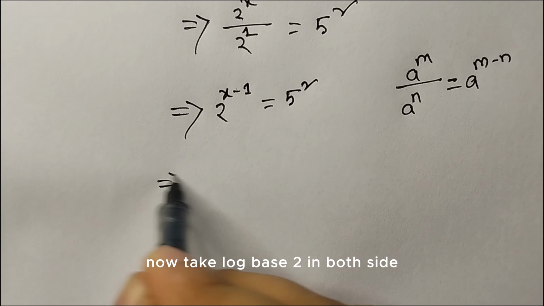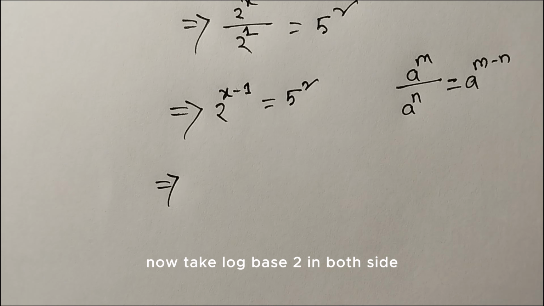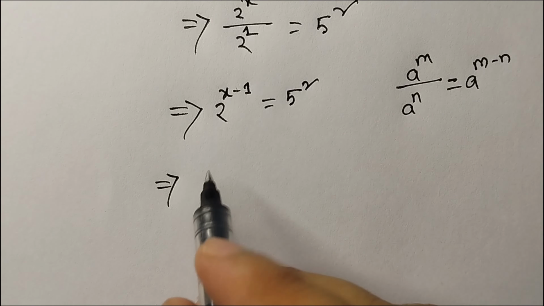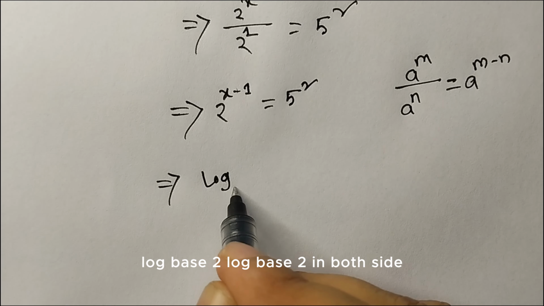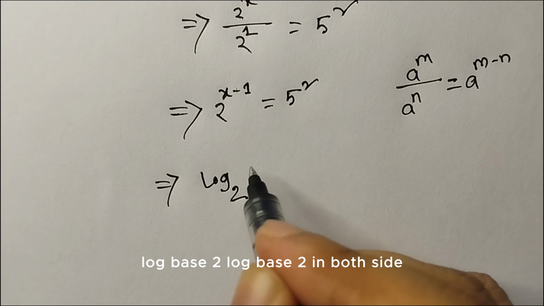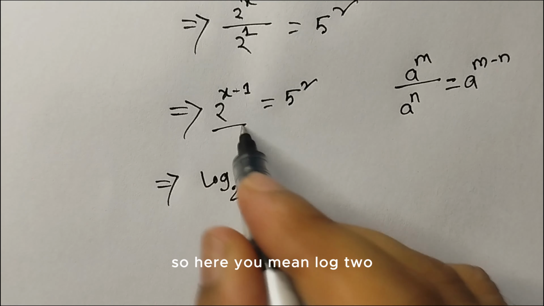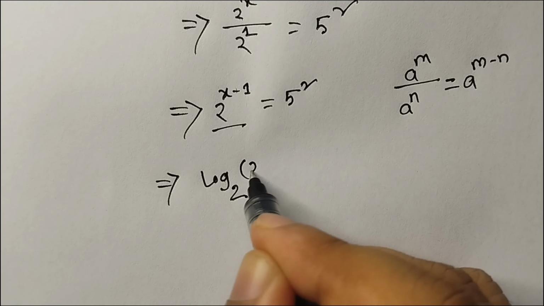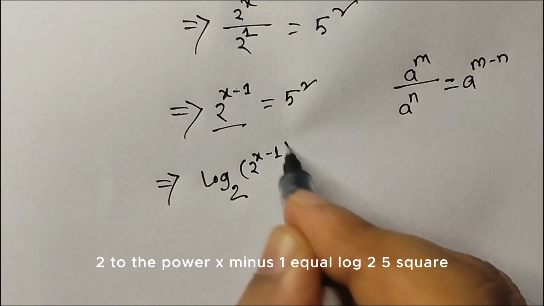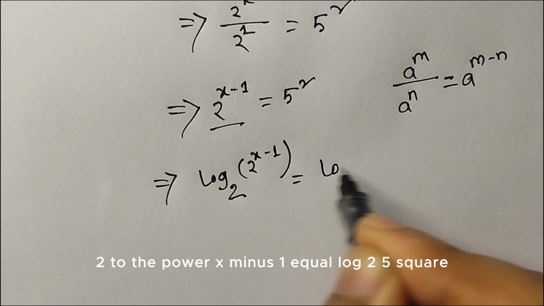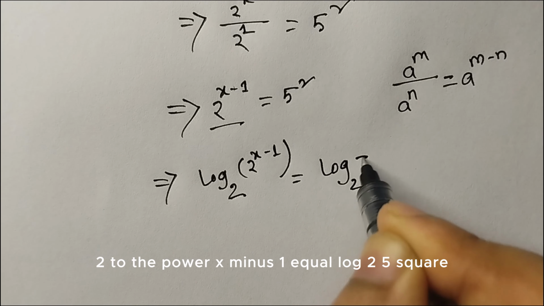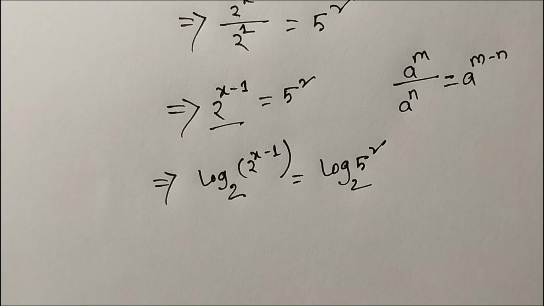Now take log base 2 on both sides. So here remains log base 2 of 2 to the power x minus 1 equals log base 2 of 5 squared.